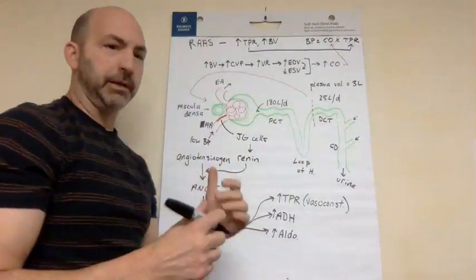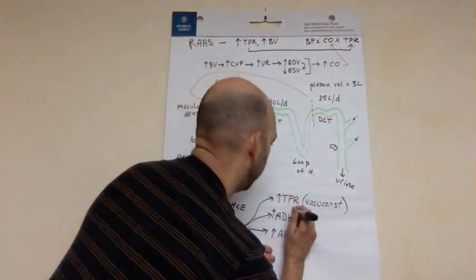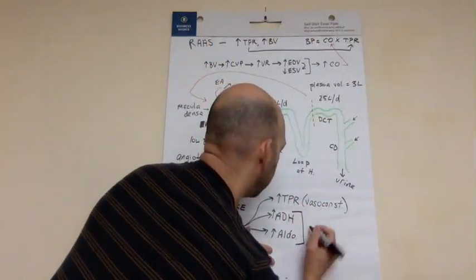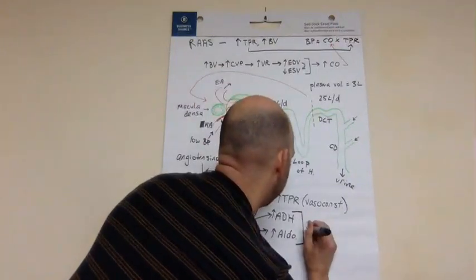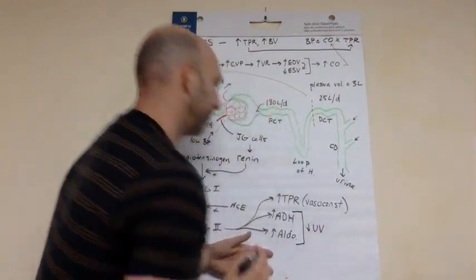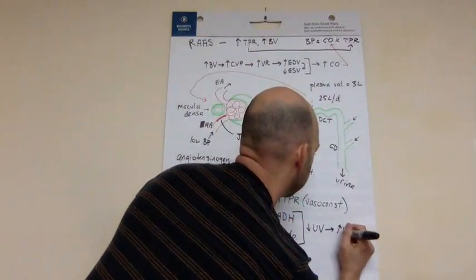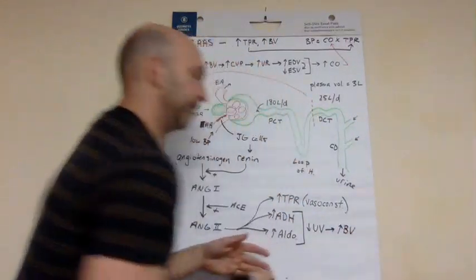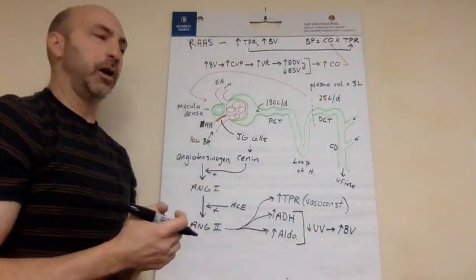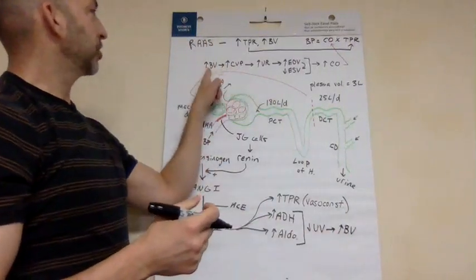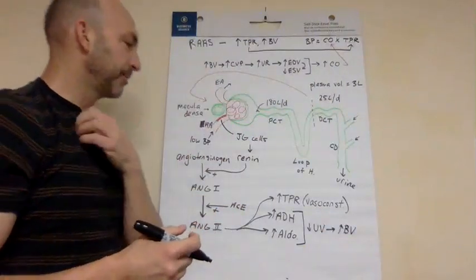And so these guys, we can actually put it in that sort of format. These guys decrease urine volume, which increases blood volume, right? And so our blood volume goes up, and we're back into this picture, this sort of flow diagram up here.